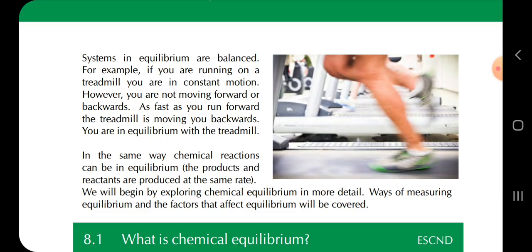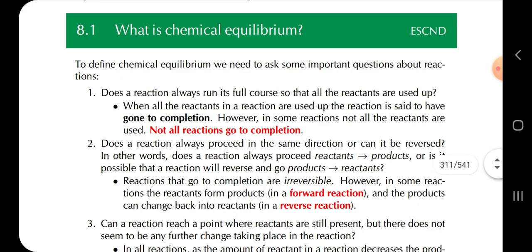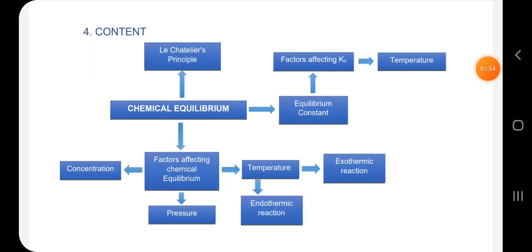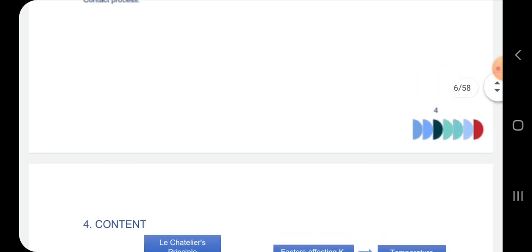So we will begin by exploring chemical equilibrium in more detail, and ways of measuring equilibrium, and the factors that affect equilibrium will be covered. The first thing we have to know is what is chemical equilibrium. Before we go there, with chemical equilibrium, you need to know Le Chatelier's principle. You need to know the equilibrium constant, and the factors affecting Kc and temperature. You need to know factors affecting chemical equilibrium: concentration, pressure, and temperature. And in temperature, you have to know exothermic reactions and endothermic reactions. So that is what you need to know.